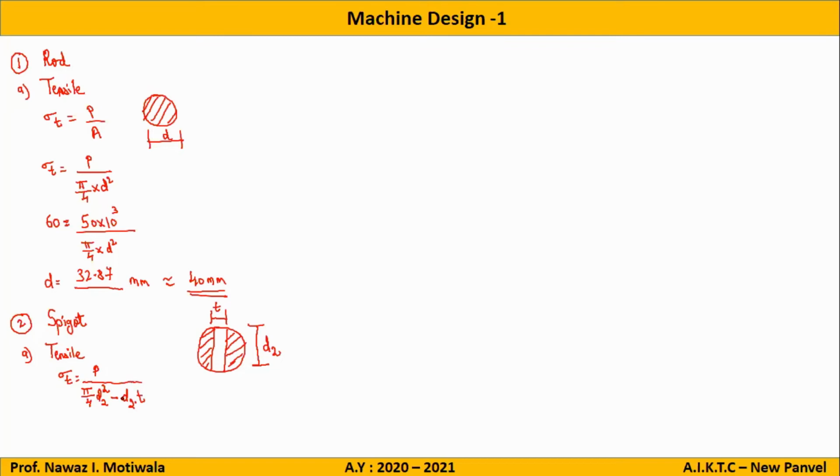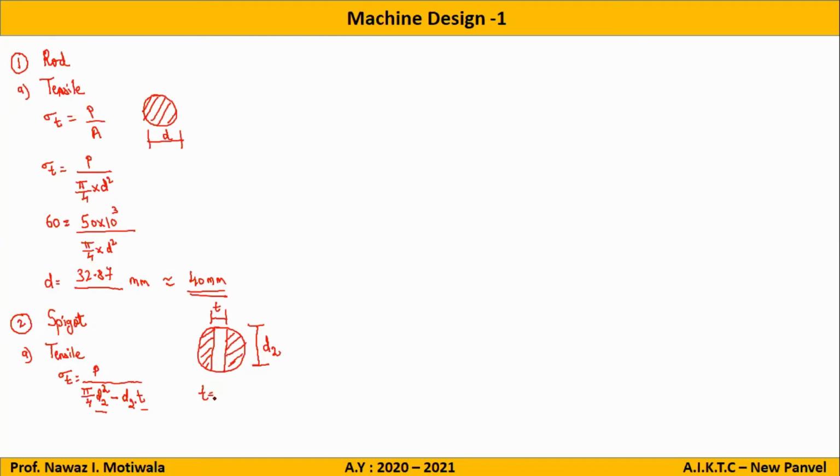Okay. Now what happens here? There is only one equation, and there are two unknowns. The unknowns are D2 and T. So what will we do now? We will use an empirical relation that T is equal to 0.3 to 0.4 times D2.